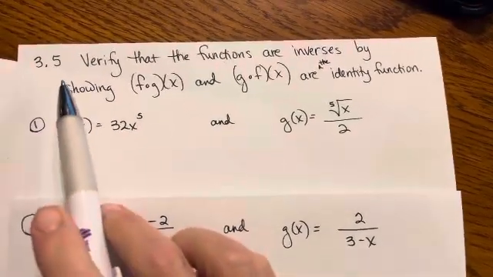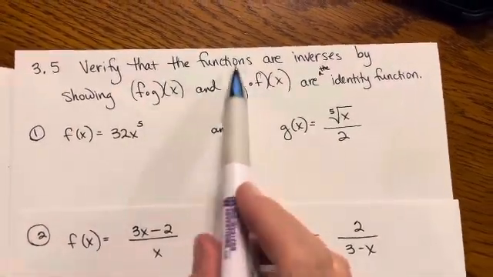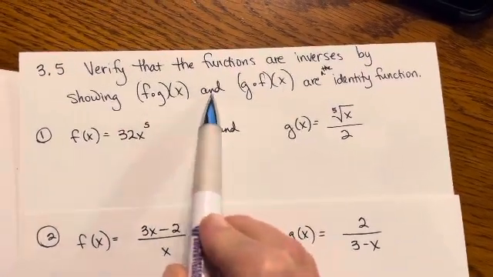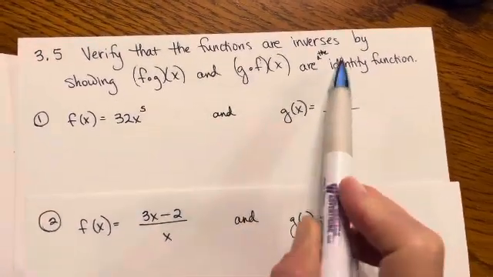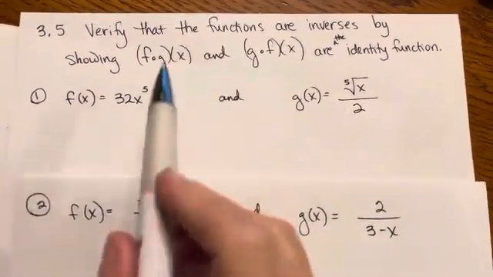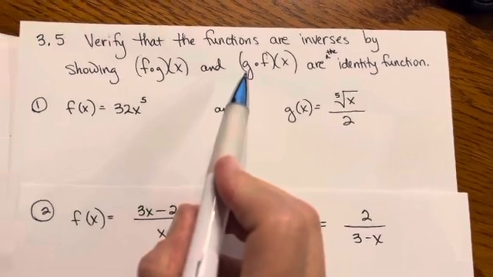All right, in this video, we're going to verify that the functions are inverses by showing f of g of x and g of f of x are the identity function, which means that they both have to equal x.